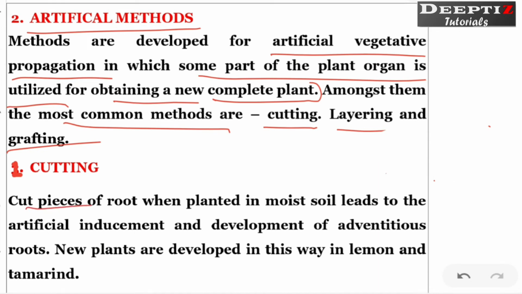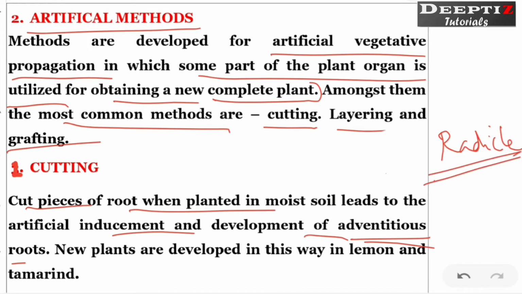So cut pieces of root when planted in moist soil lead to the artificial inducement and development of adventitious roots. What are adventitious roots? These are the roots which arise from the plant other than the root axis. We know that there is a portion called radicle which gives rise to root. If any root arises other than this radicle, we call it adventitious roots.